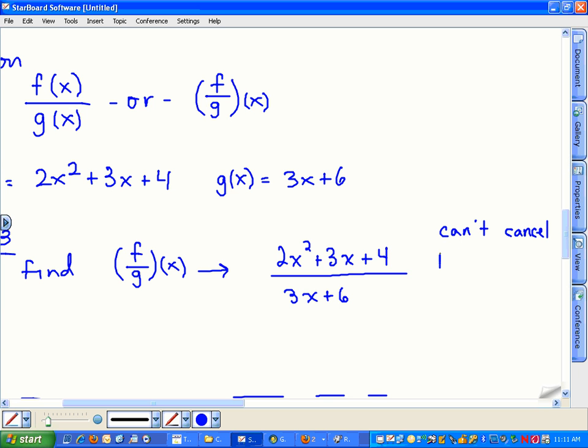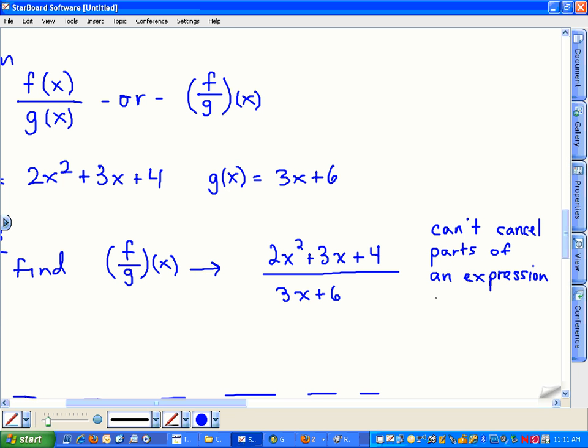You can't cancel parts of an expression. You can only cancel an entire expression with another expression. I'll explain what that means, but for the time being, you need to write this down and burn it into your brain somehow. You can't cancel parts of an expression, only entire expressions.